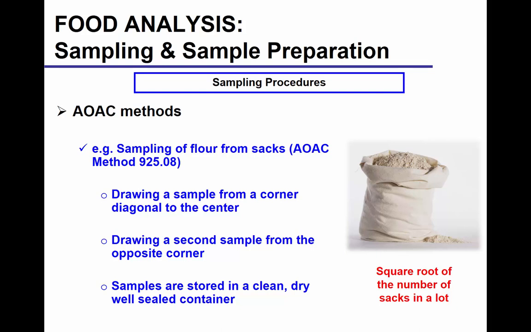So the common way, or the AOAC method that is approved, is you take the square root of the number of stacks in the lot. So if you have 100, you will select 10. How to select them, we'll talk about random selection later. So you select 10, and then from each bag of the selected 10, you will want to take a sample from the core, or diagonal to the core, from one corner, and take a sample from the other corner. And then, of course, you store the sample in clean, dry, well-sealed containers.